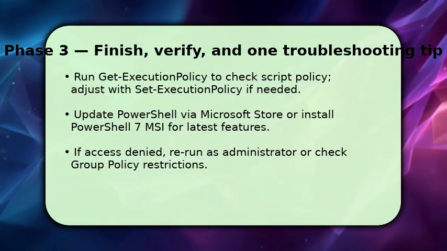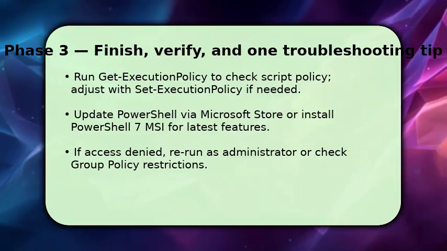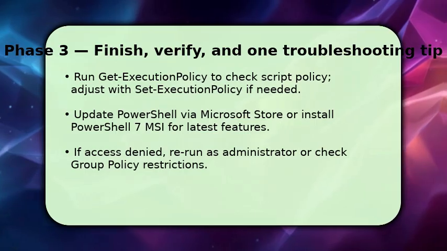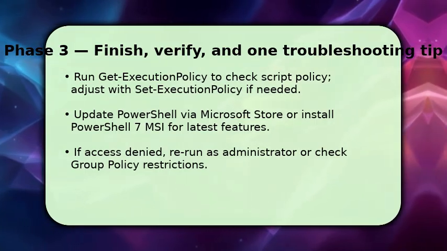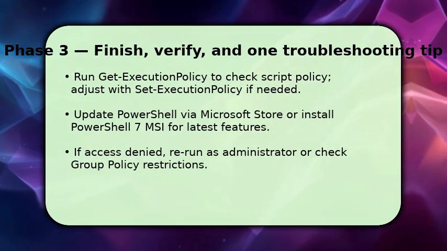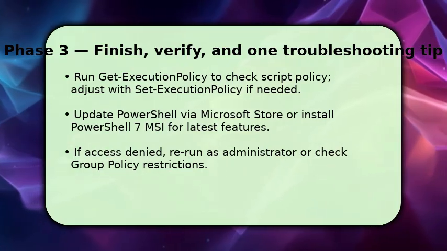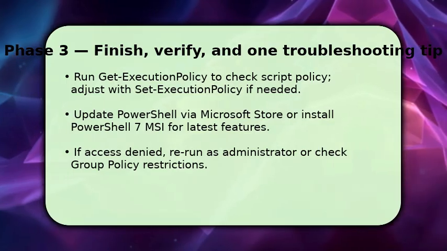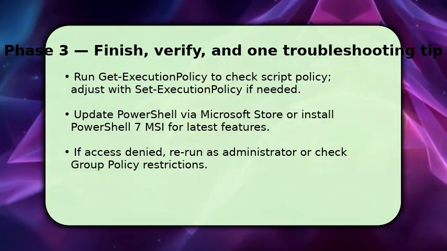You finish by confirming execution policy and availability. Run Get-ExecutionPolicy. If it blocks scripts, use Set-ExecutionPolicy RemoteSigned as administrator to allow local scripts. If you want the latest features, install PowerShell 7 from Microsoft Store or the MSI. That gives side-by-side with Windows PowerShell.